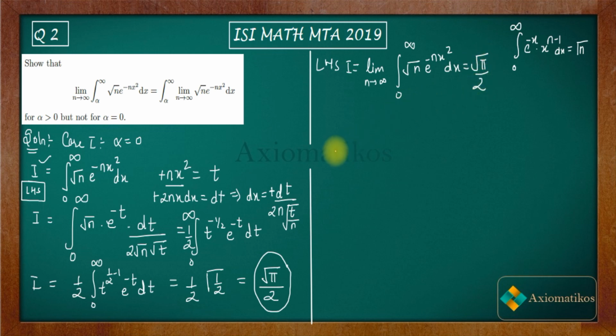Now let us try to evaluate the right hand side. Before integration we have the limit as n goes to infinity of root n e to the power minus n x square. If you place infinity directly, you get infinity root is infinity, multiplied with e to the power minus infinity, so that's 0. I am considering this case when x is non-zero.